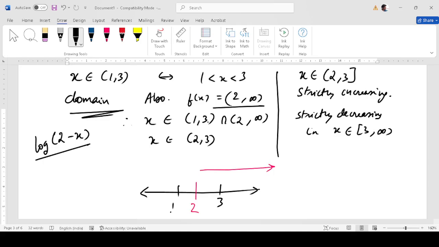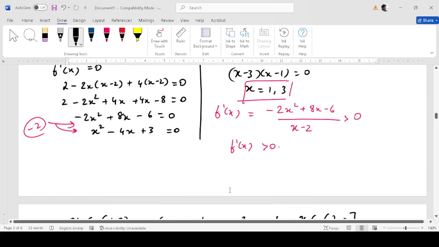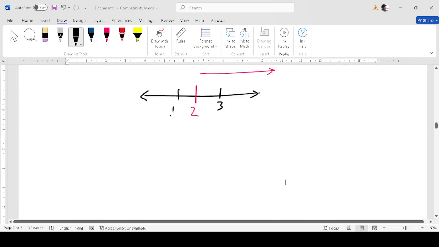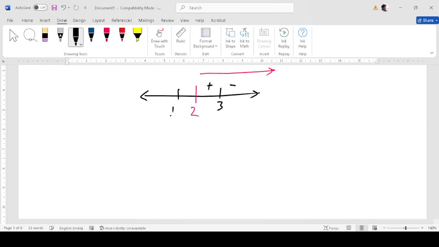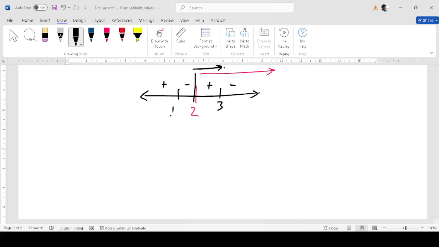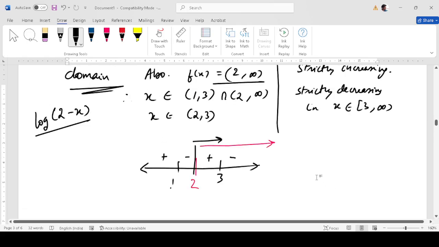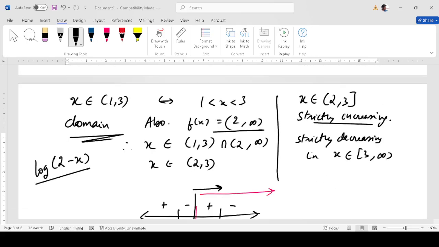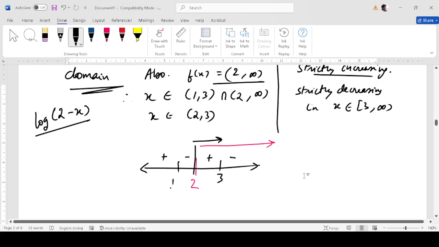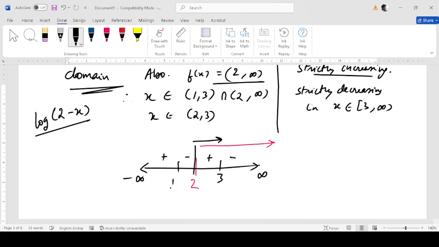Now since the function, when we differentiated, we got minus 2x squared plus 8x minus 6, we have to keep that minus sign in mind while we take the various regions. Here it is going to be minus, this would be plus, minus, and then this would be plus. Naturally we will only be taking the values greater than 2. So this now matches with the final answer that we got. That is, it is going to be increasing between (2, 3) and it is going to be decreasing from 3 to infinity. So that's all from my side.